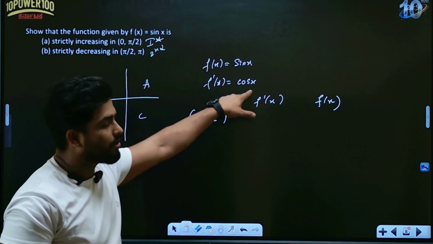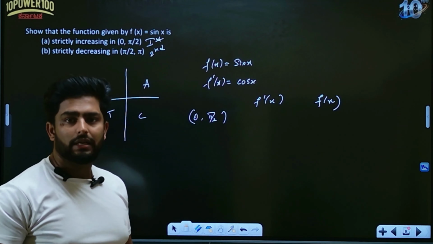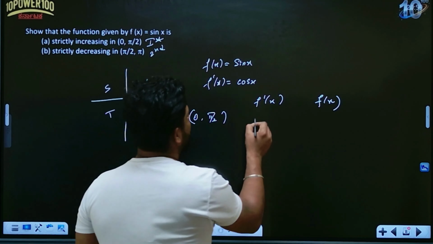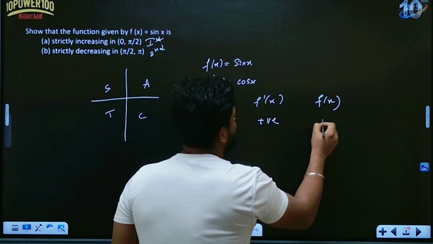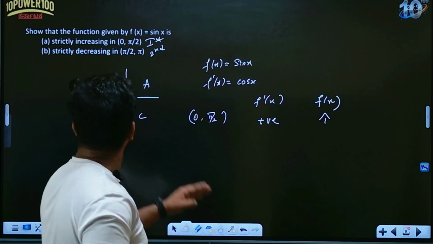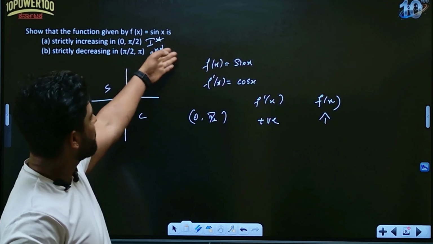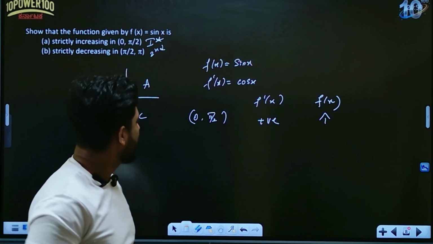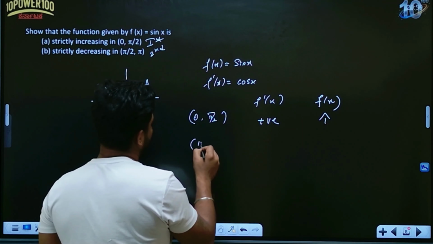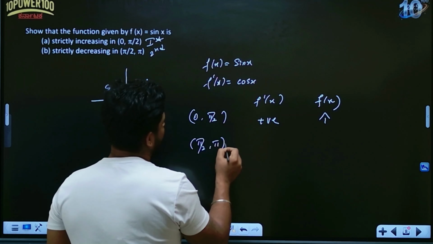So f dash of x is cos x. 0 to pi by 2 means the first quadrant. In the first quadrant all are positive, so this will be positive. So f dash of x is positive, so f is strictly increasing in the interval 0 to pi by 2. Yes, it will be increasing.